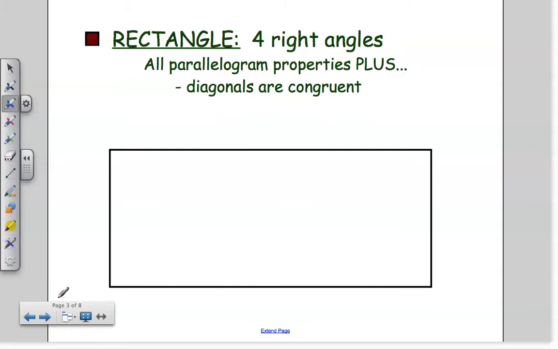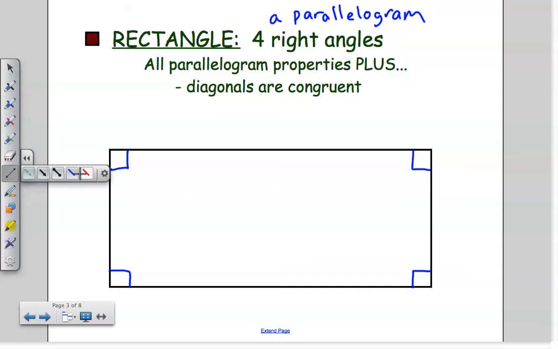Next special parallelogram is a rectangle. Again, a rectangle is a parallelogram with, technically that is part of the definition of a rectangle, four right angles. So I'm going to mark all four of these as being right angles. And it's still a parallelogram, which means opposite sides are parallel by definition. Opposite sides are congruent. Opposite angles are congruent, but they're all right angles. And diagonals bisect each other.